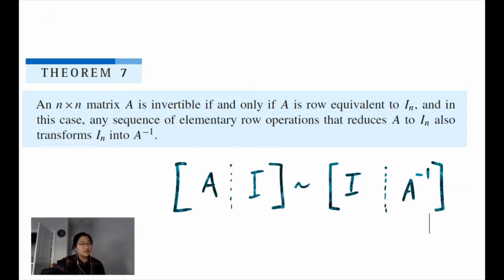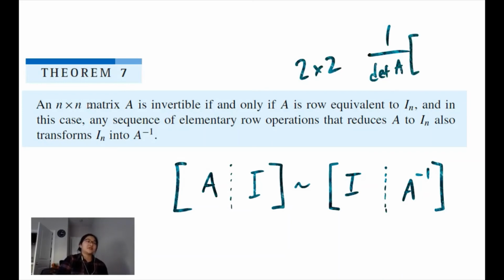And this works for any n by n matrix, so we're no longer limited to just 2 by 2, where we're looking at 1 over the determinant of your matrix, and then you multiply that by d, negative b, negative c, a, like that, because that was pretty limiting. But now we can find the inverses of our non-singular matrices by performing row operations with a super augmented matrix with our identity matrix.